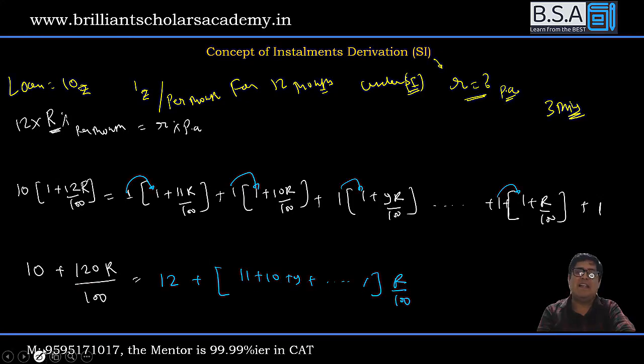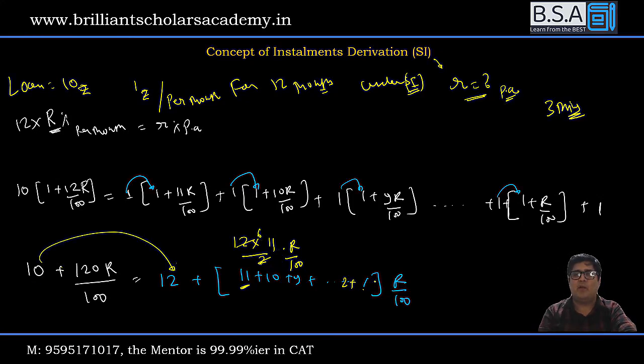Here, if you see, this is called addition of natural numbers. It can be rewritten as 1 plus 2 plus 3 up to n, this last term n. This will be 12 into 11 upon 2 into R upon 100. Just solve this and you have your answer. This is cancelled, this is cancelled. This is 66 R upon 100. This 10 will be moved here. This will become 2 rupees.